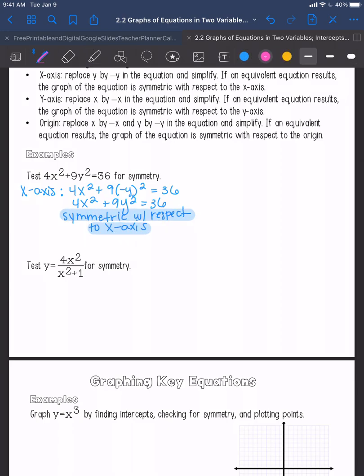All right, we're going to do the same thing with the y-axis, except for now we change the x to a negative x. So 4 times negative x quantity squared plus 9y squared equals 36. Simplify that, you have this similar situation. Negative x quantity squared becomes a positive. So 4x squared plus 9y squared equals 36, which is the same as the original. So this graph is symmetric with respect to the y-axis.